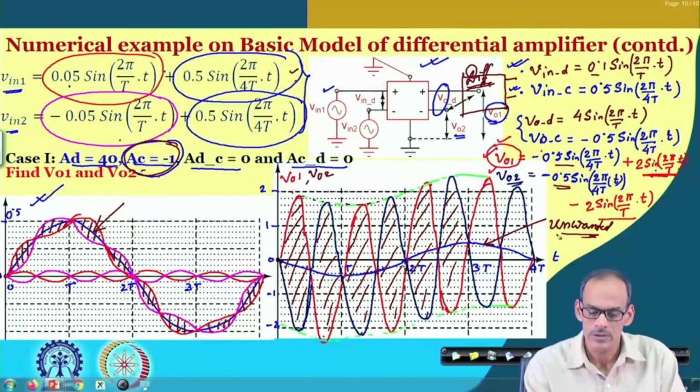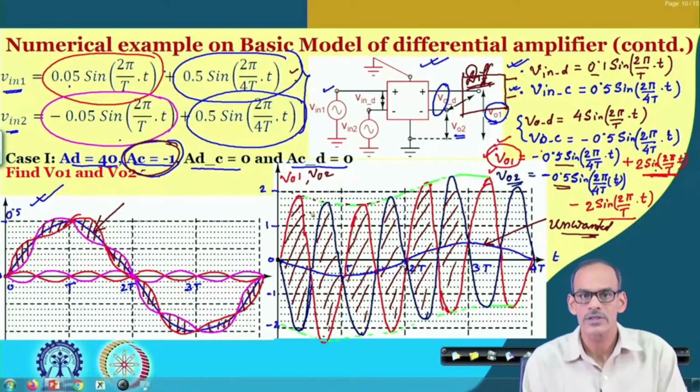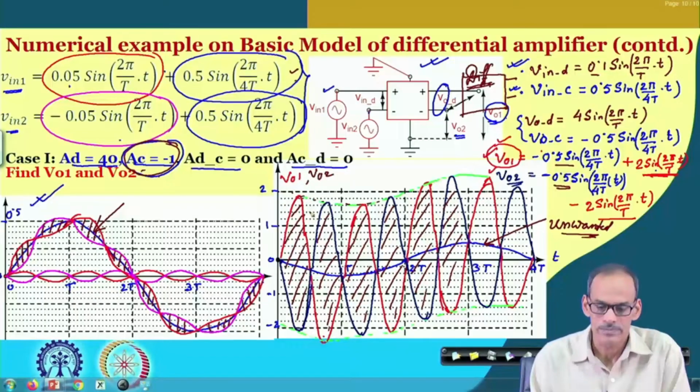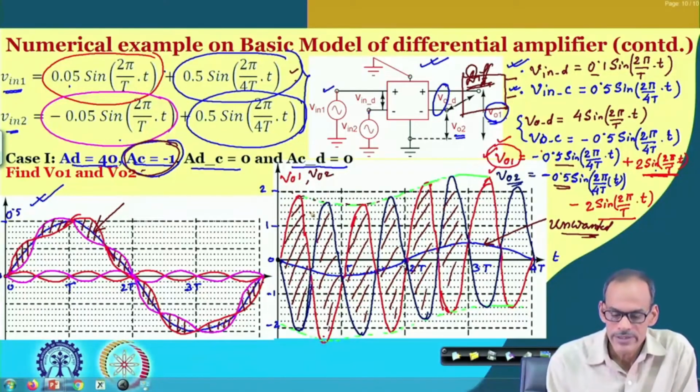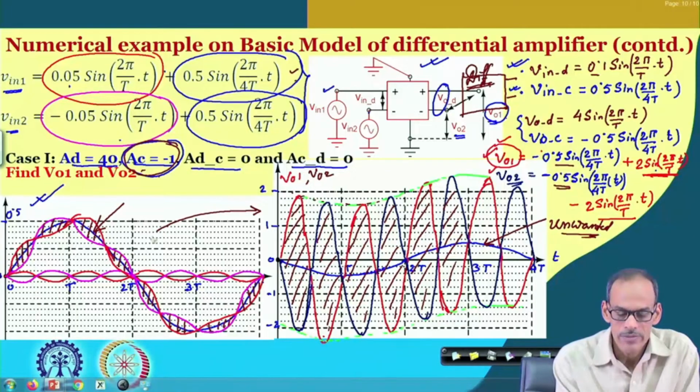We can get the sinusoidal signal, which is primarily the wanted signal, and the frequency of that signal is 1 by capital T; practically only that signal will be available. So, that is the basic characteristic we are expecting out of the differential amplifier, namely this pair of input getting converted into this kind of output.